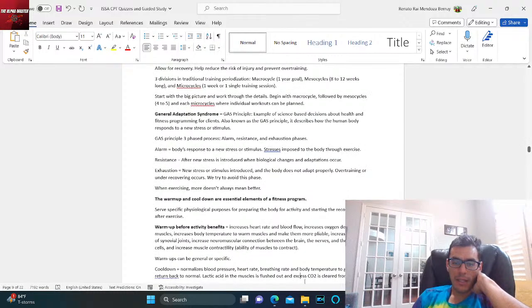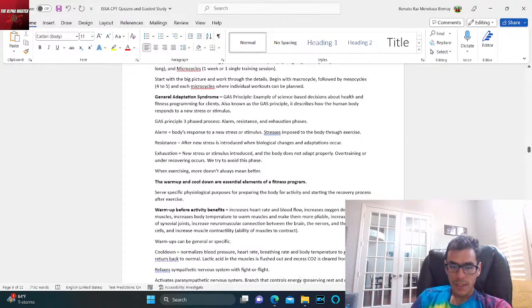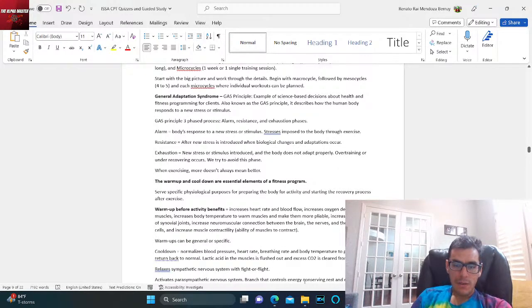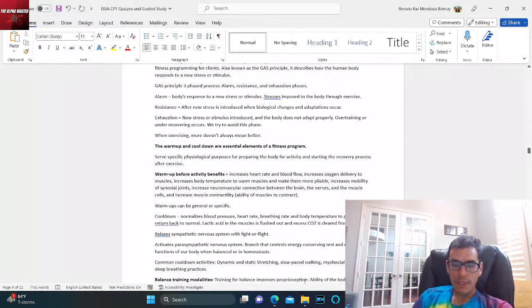The cool-down normalizes blood pressure, heart rate, breathing rate, and body temperature, gradually returning them to normal. Lactic acid in the muscles is flushed out, and excess CO2 is cleared from the lungs. It relaxes the sympathetic nervous system, the fight or flight response, and activates the parasympathetic nervous system, the branch that controls the energy-conserving rest and digest functions of our body when balanced, or in homeostasis. Common cool-down activities are dynamic and static stretching, slow-paced walking, myofascial release techniques, and deep breathing practices.